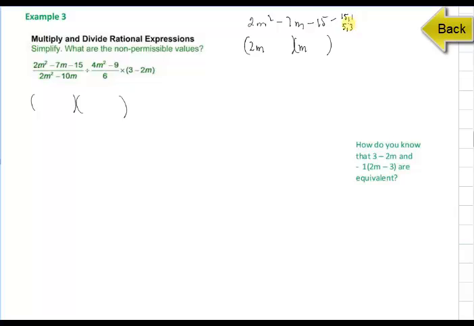So I'm going to go with the 5 and 3 to start with, and I will place them into my brackets, and I'll just start with the 5 here and the 3 here. Now I want to get negative 7, so I'm going to test, and I'm going to go 2m times 3, which is 6m, and then 5 times m, which is 5m. And can 6m and 5m give me a 7m? No.